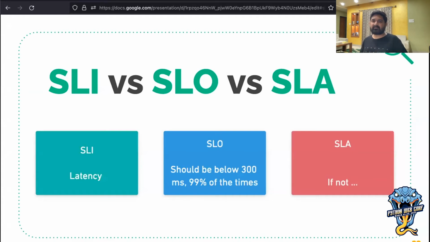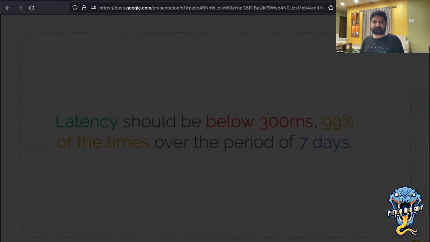So the difference between SLI, SLO, and SLA, right? The SLI is latency. The SLO is my latency should be below 300 milliseconds 99% of the time. And the SLA defines what happens if it is not below 300 milliseconds 99% of the time. So SLA is something two businesses are promising each other. If I'm a payment gateway, and more than 99.99% of the transactions going through my gateway fail, what will I do? I will give you some discount or something else. That is defining the SLA.